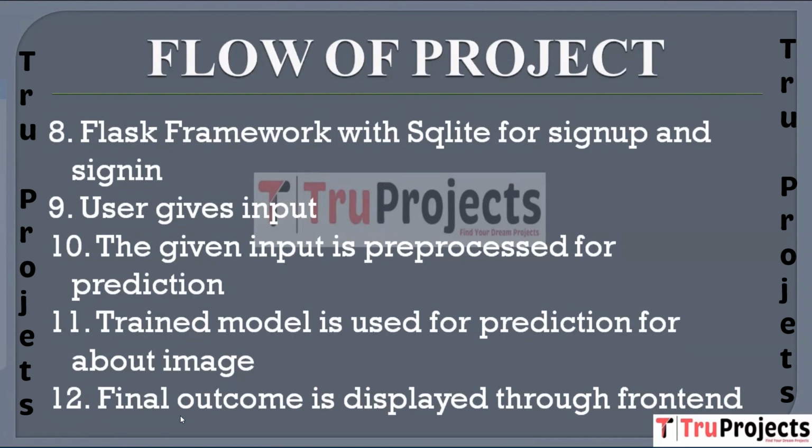And the last one here, the final outcome is displayed through the front end. The model's predictions or results are displayed on the front end of the web application, allowing the users to see the outcome of the analysis. This outcome could be in the form of textual information, charts, or any other visualization related to the task.